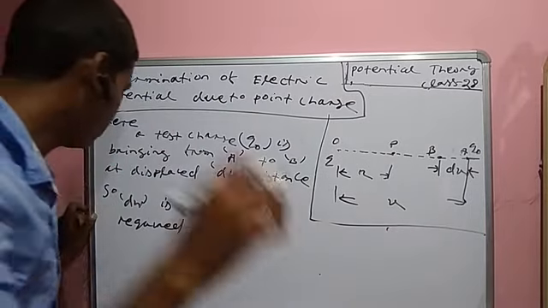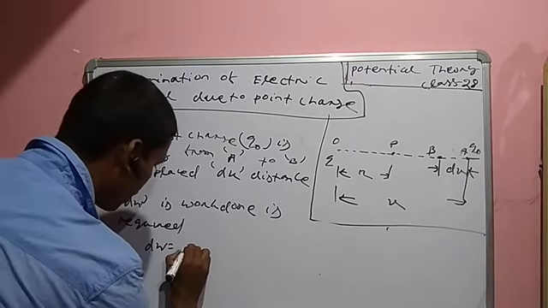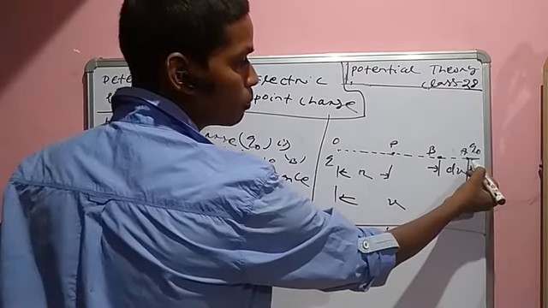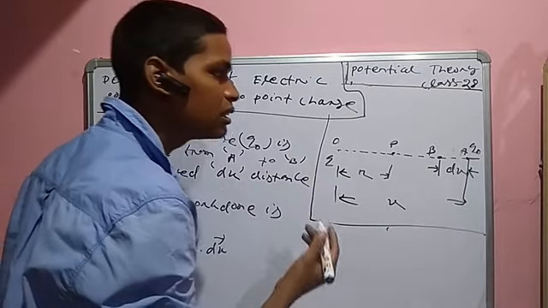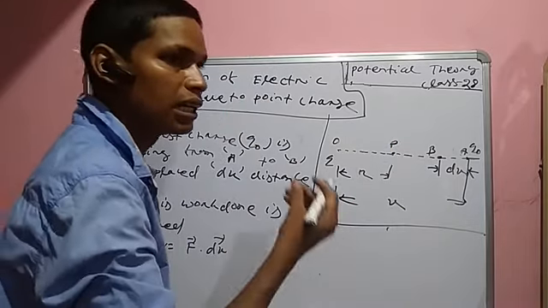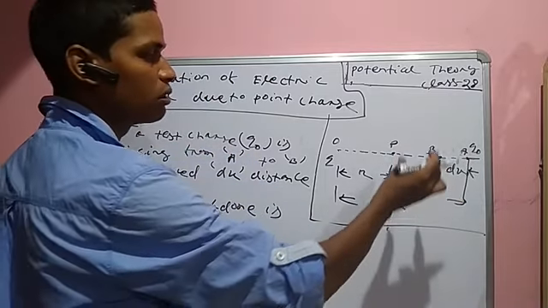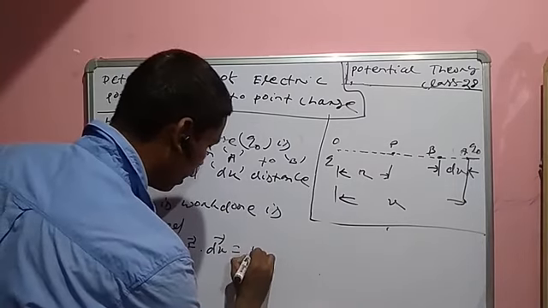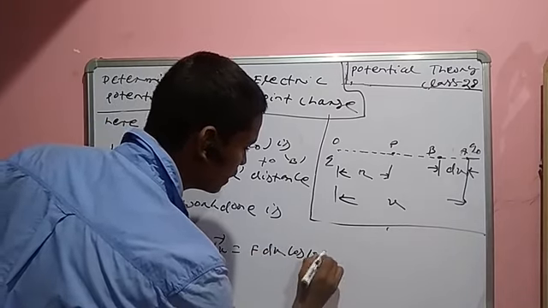So here dW is equal to what? dW is equal to F dot dx. That means bringing a Q0 charge from A to B, the charge is displaced by a distance dx, so it requires dW work done. For dx distance displacing, dW work done is required. So dW is equal to F dot dx, that is equal to F dx cos 180 degree.